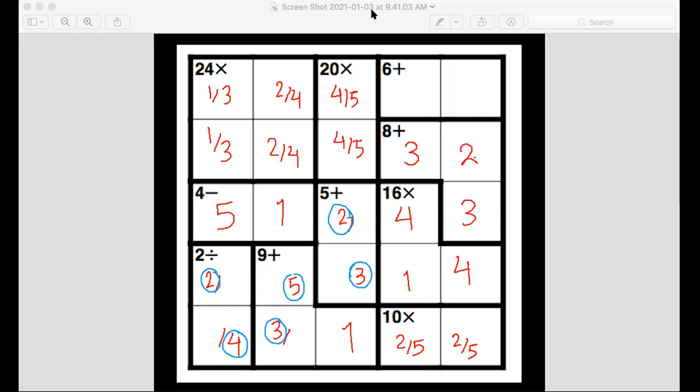And therefore, that must be a 4. And that must be a 1. So this is a 3, and this is a 2. And if this is a 4, this is a 5. And that's a 4.